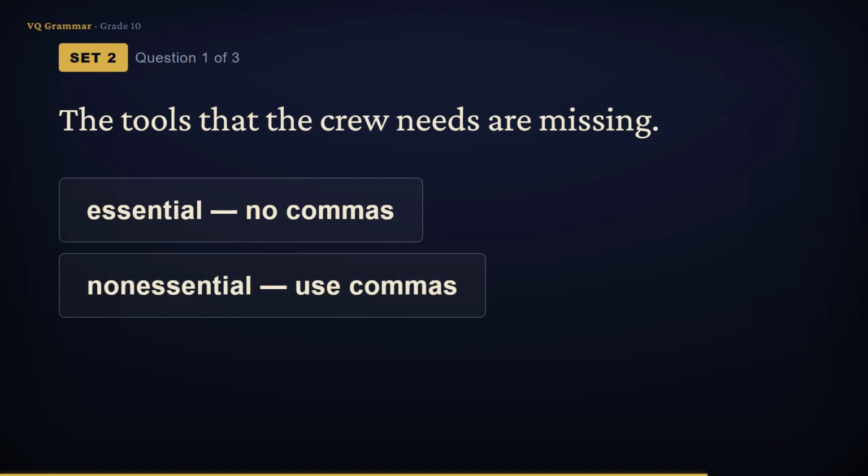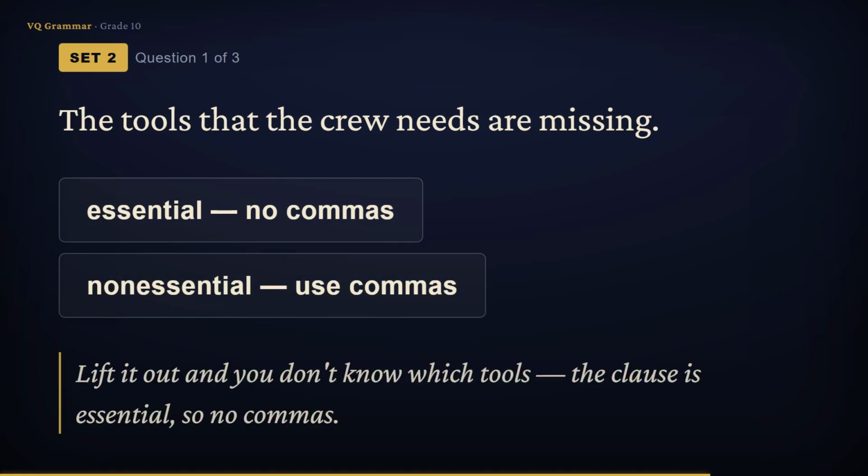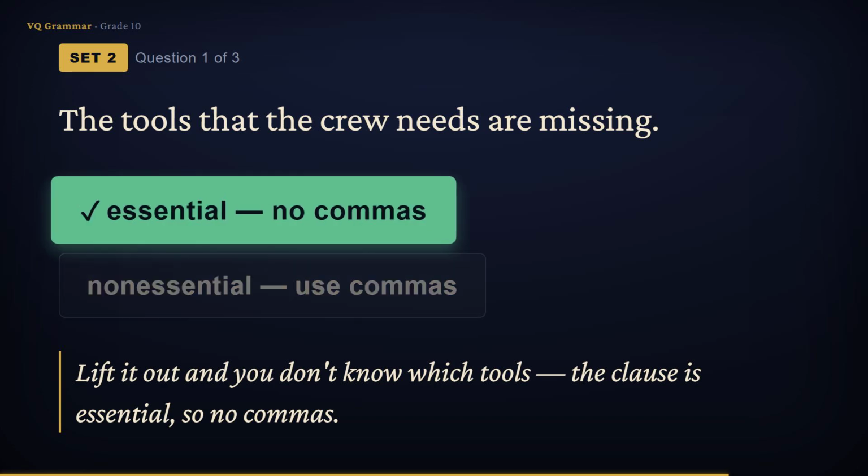The tools that the crew needs are missing. Lift the clause out. The tools are missing. Which tools? We have no idea. The whole world of tools is missing. So the clause is doing identifying work. The answer is essential. No commas.